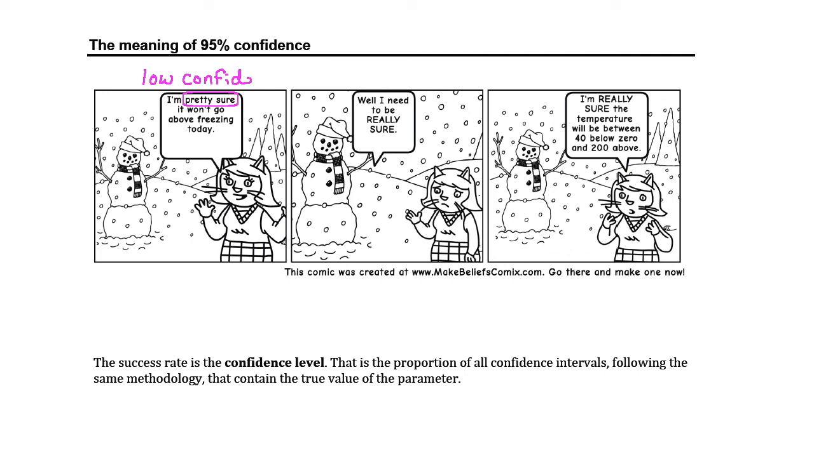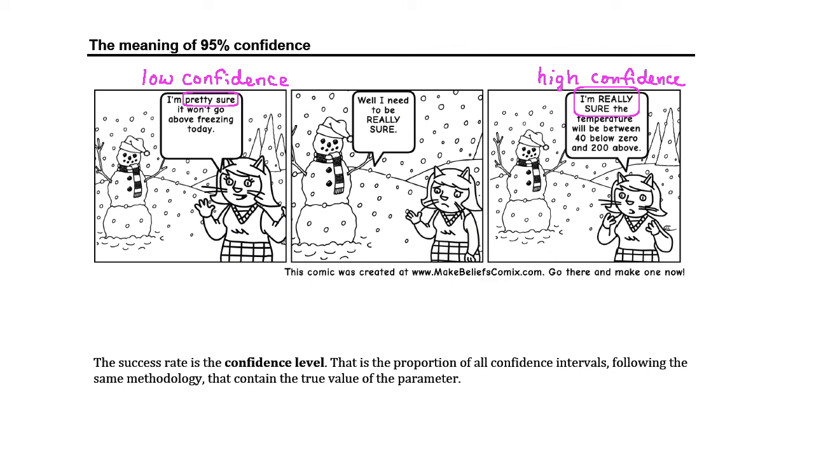Of course, Snowman says, well, I need to be really sure. But given that she has only the same amount of information that she's basing her statement on, she says, okay, if I have to be really sure, which is high confidence, we can see that what we get out of this is somewhat useless information, right? That the temperature will be somewhere between 40 below zero and 200 above.